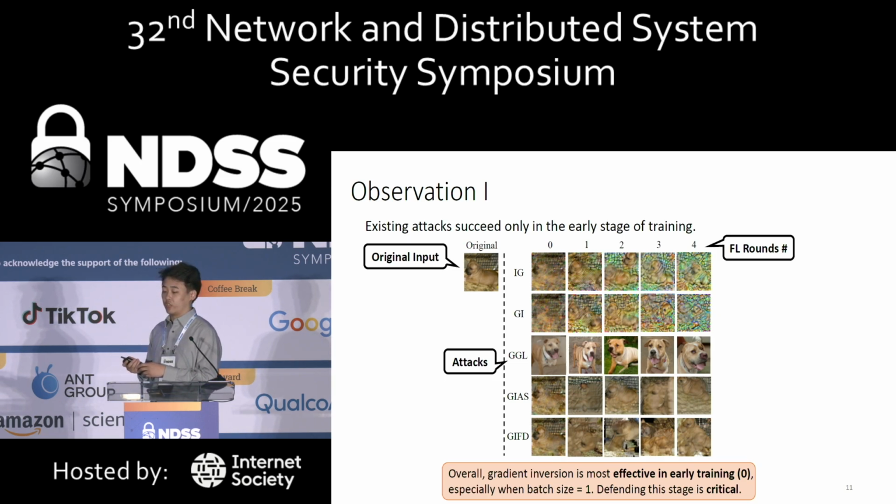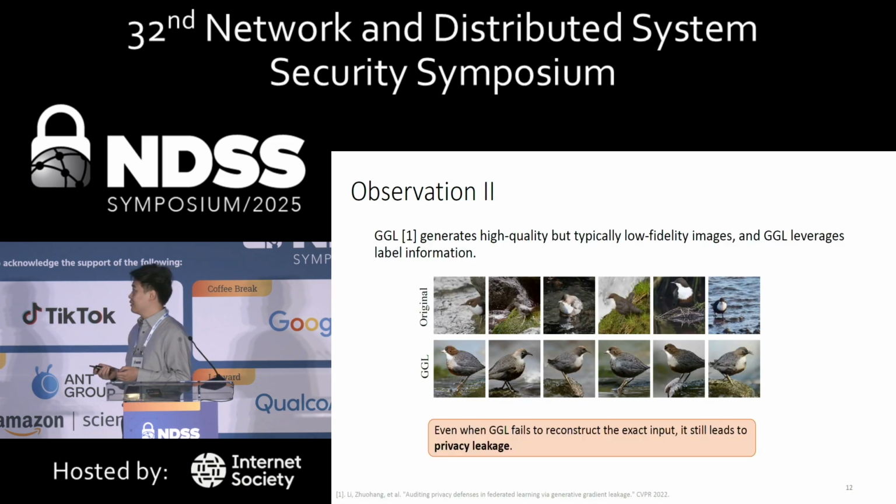And you can see GIFD is the most effective in the first, zero training rounds. Overall, gradient inversion is the most effective in the early training stage, especially with batch size 1. And you may also wonder, it seems like GGL also works, but is it really like that?